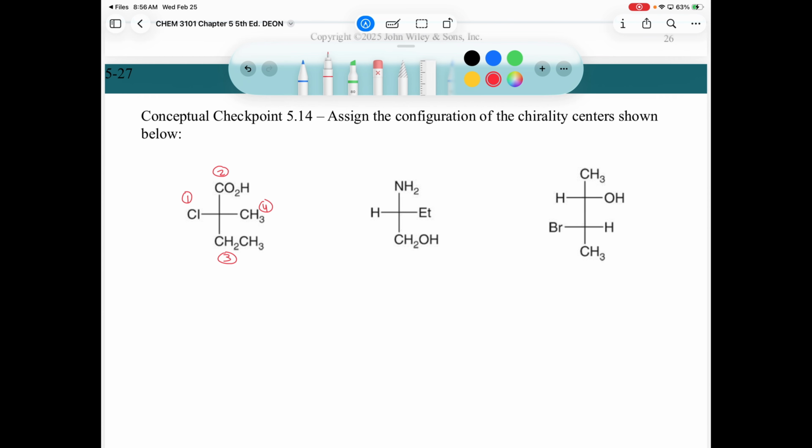Thank you. All right, our lowest priority group, the methyl group, is coming out towards us. I'm just going to draw on a wedge because I'm your instructor. You are not obliged to do this. It's just to prove a point. We go from 1, which is the chlorine, to 2, which is the carbon attached to 3 oxygens on that carboxylic acid, then down to the ethyl group. And so we're going R, but we know it's not R, is it? Because the lowest priority group is coming out towards us, and thus it is S.